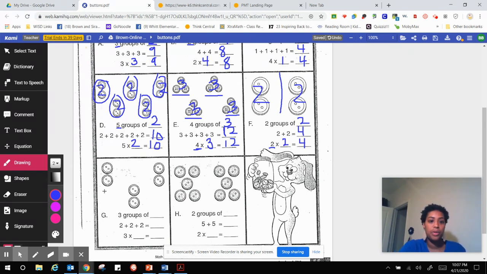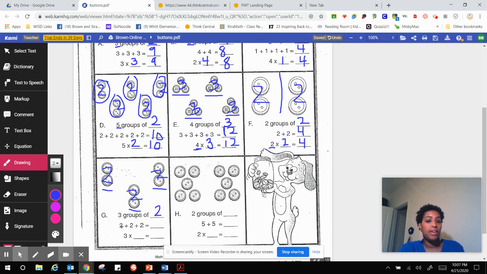We have 3 groups. So here's group 1, group 2, group 3. How many groups did you write down? Or how many buttons did you write down in each group? If you wrote 2, or if you thought the first blank was 2, you're correct, because there are 3 groups of 2. So we're going to put 2.